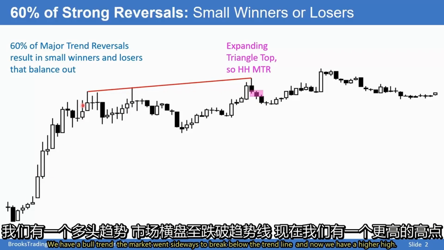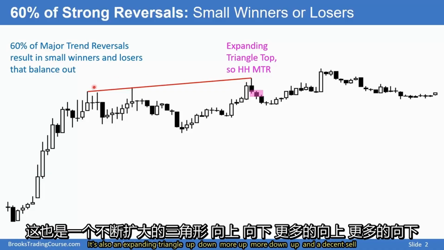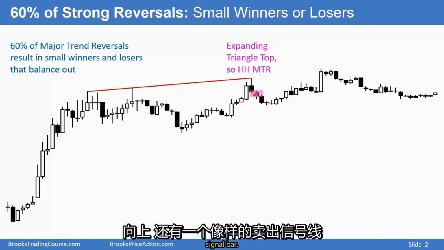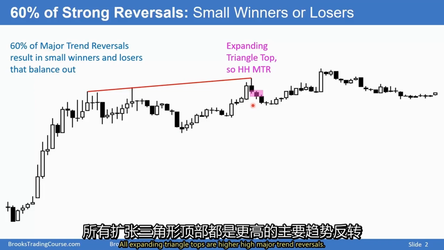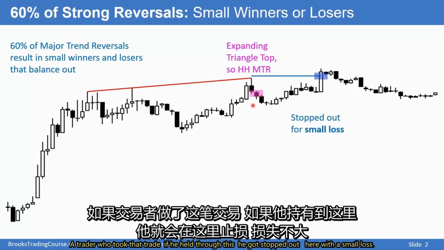We have a bull trend. The market went sideways to break below the trend line, and now we have a higher high. It's also an expanding triangle. Up, down, more down, up, and a decent sell signal bar. So it's reasonable to sell this as a higher high major trend reversal. All expanding triangle tops are higher high major trend reversals. A trader who took that trade, if he held through this, got stopped out right here with a small loss.